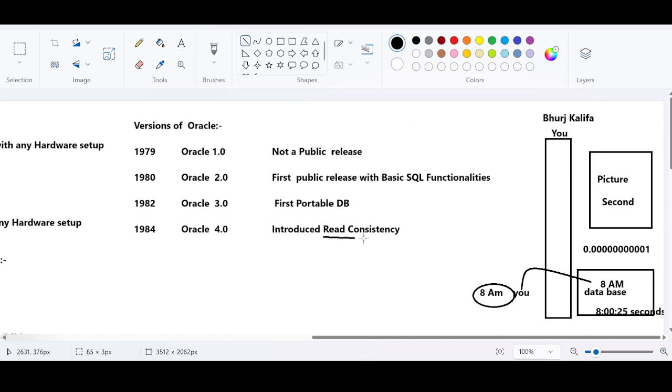The concept of read consistency has been introduced so that accurate information at that particular point in time can be captured. If there is any delay between placing the request and getting the response, you may get incorrect data, because you're capturing future data, not the data that you are actually looking for.